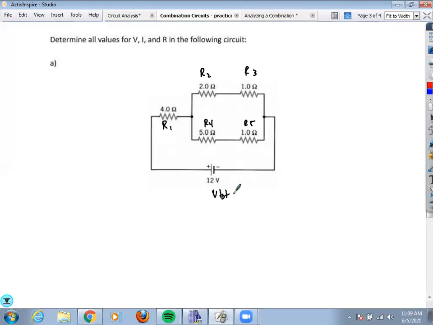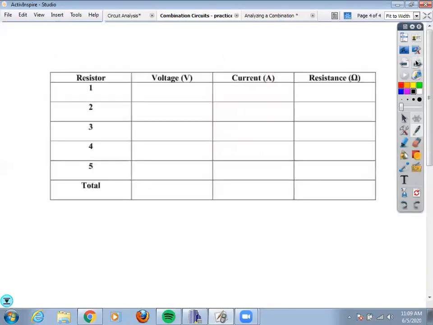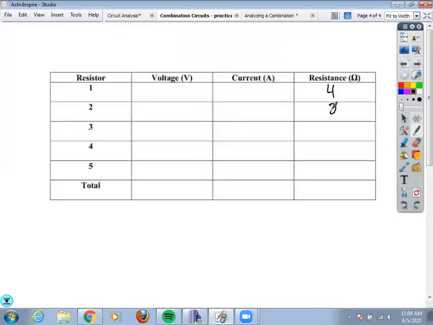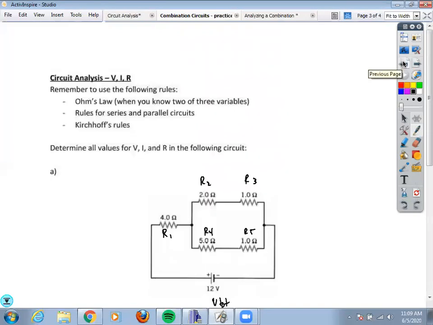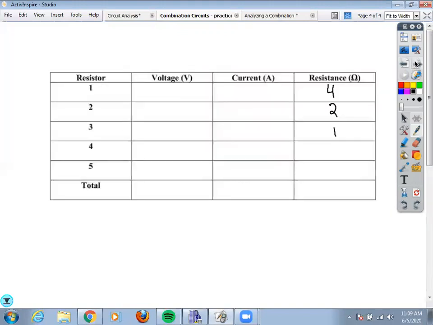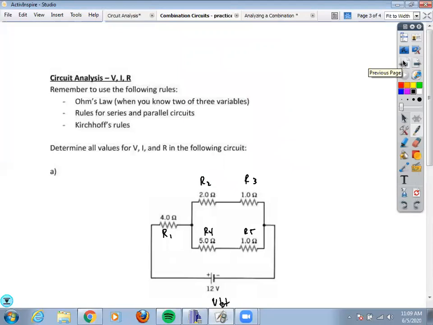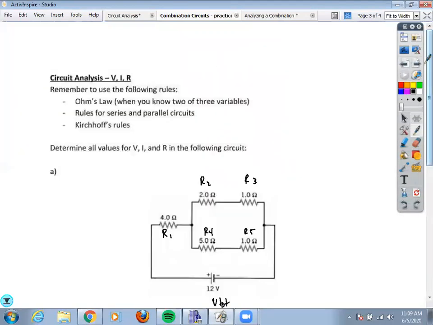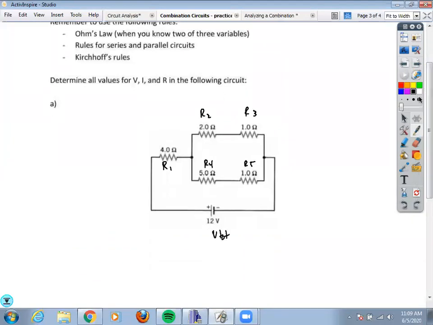So R1 is 4 ohms. R2 is 2, R3 is 1. R4 is 5 ohms, and R5 is 1. And that is that. So we can find the equivalent resistance. After the other examples, this might seem pretty straightforward. We've got a 4 in series with this parallel. So we have to find the parallel first.